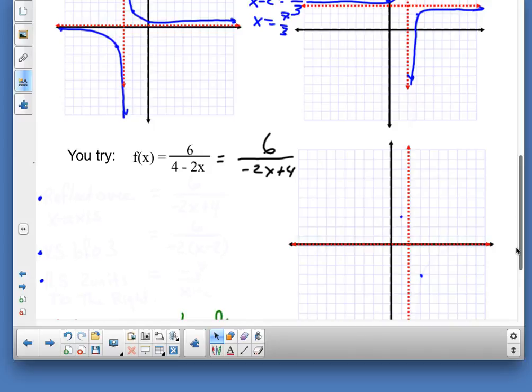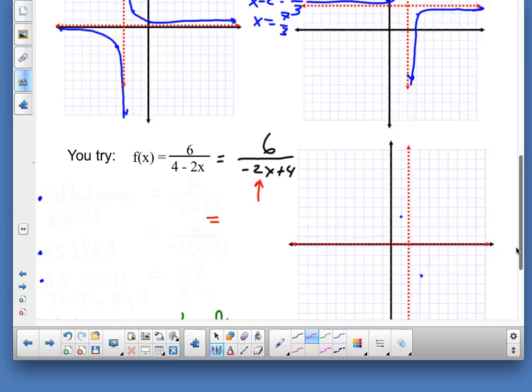Okay, but I want to be able to put it in transformational form. Okay, and in doing so, I manipulate my denominator. In my transformational form, I never have a number right there next to the x. I always have a 1 there. Okay, so I want to divide out that 2. So keep in mind, I'm just going to divide that out.